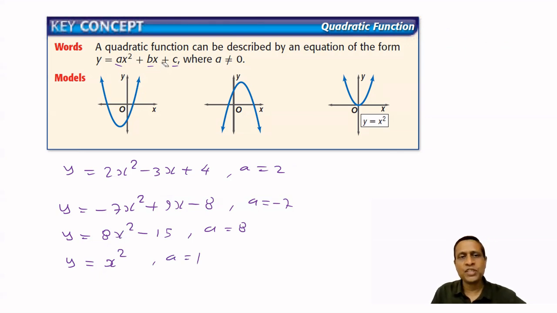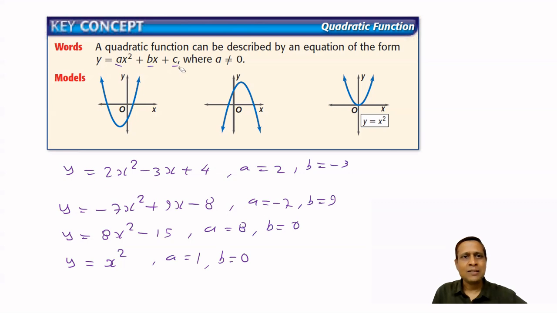So b is coefficient of x, the number which is multiplied with x. So here b is -3 because with x, -3 is multiplied. Here b is 9. Here b is 0 because with x there is no number. No number means 0. We do not have any term containing x. So here b is 0. And same way here also b is 0.